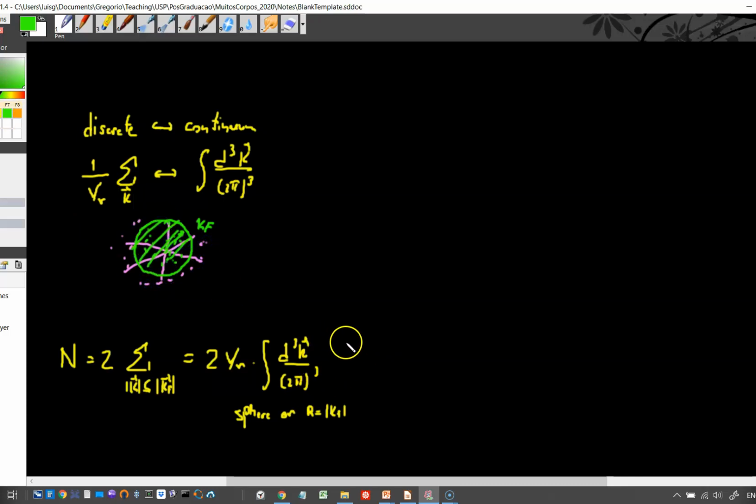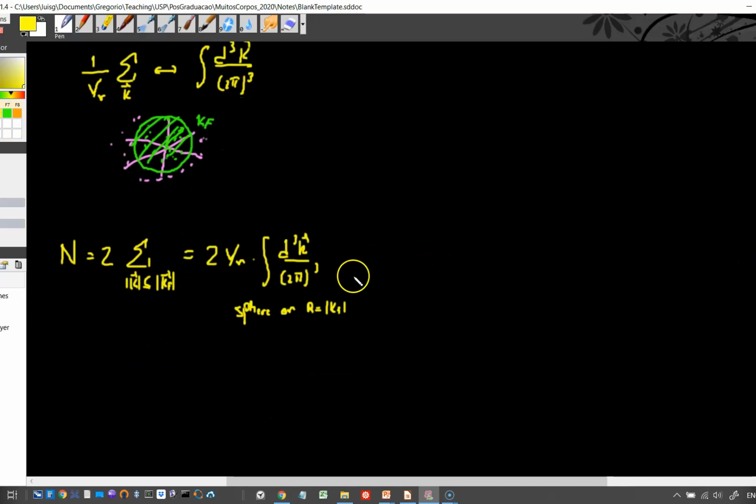All right, so let's go back to the calculation here. This would be 2 times the volume over 2 pi cubed, times the volume of that sphere.